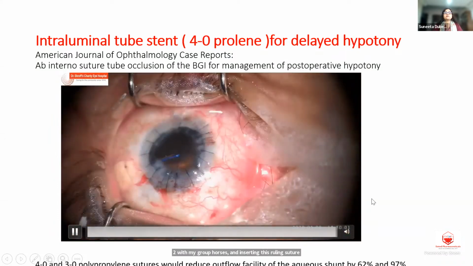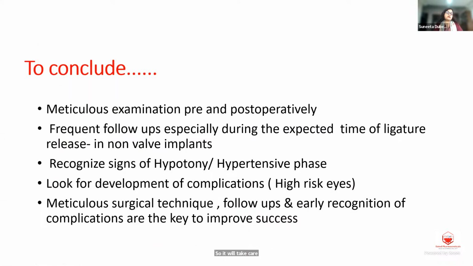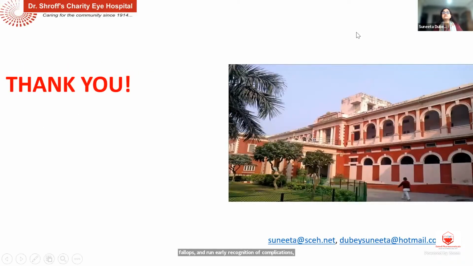So it will take care of hypotony. So to conclude: meticulous examination pre- and post-operatively, frequent follow-ups, recognize signs of hypotony and the hypertensive phase, and also look for development of complications. If you perform meticulous surgery with frequent follow-ups and early recognition of complications, then your success rate improves tremendously. Thank you very much.